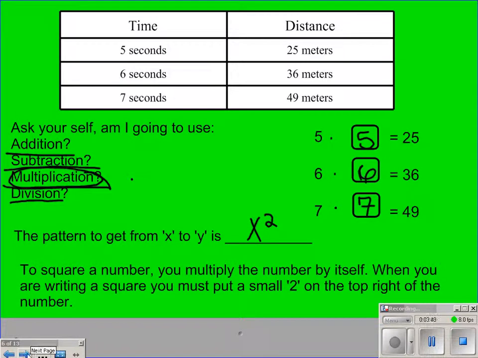To square a number, you multiply the number by itself. When you are writing a square, you must put a small 2 on the top right of the number.